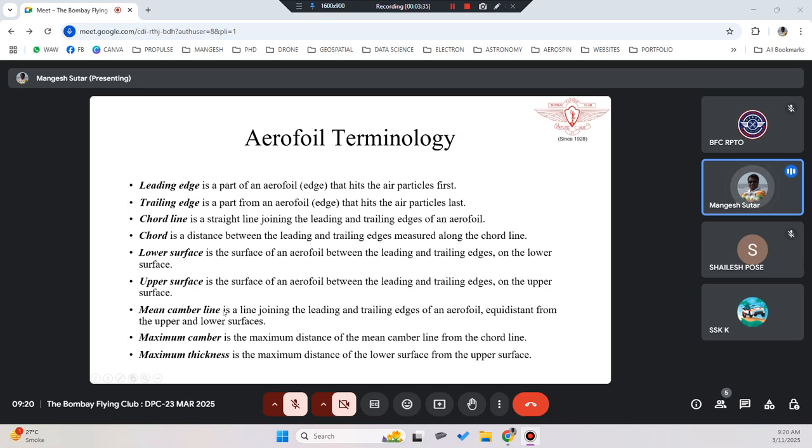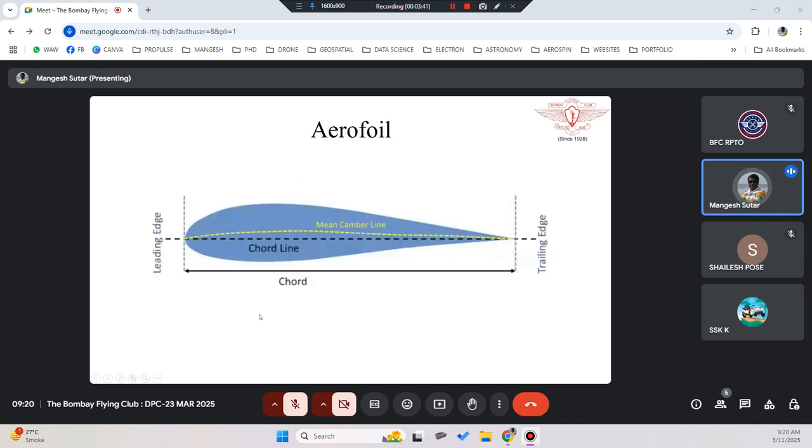Mean camber line is the line joining the leading edge and trailing edge of the airfoil, equidistant from the upper and lower surface. Okay, so if you see here, the chord line is the straight line. Sorry, the chord line is the straight line. Camber line is the curvature. So it is equidistant from the upper surface as well as from the lower surface. So normally your camber line will always take the shape of the airfoil.